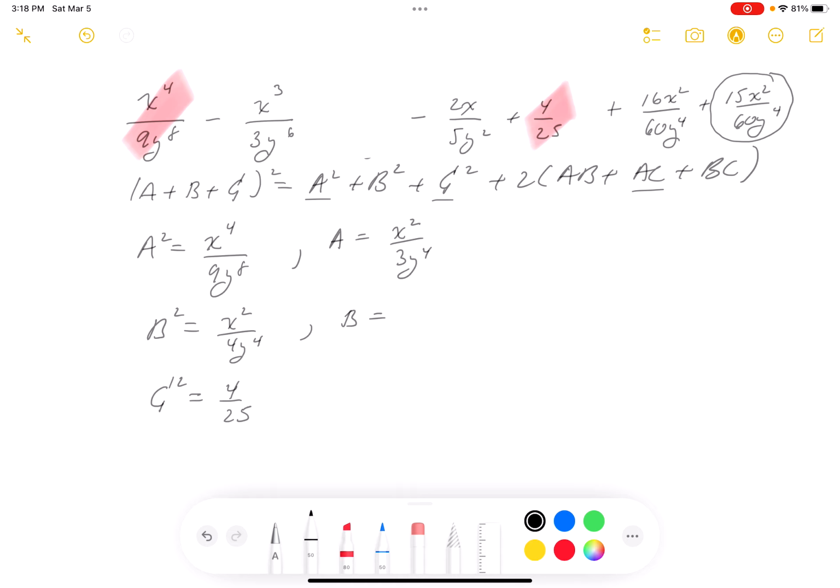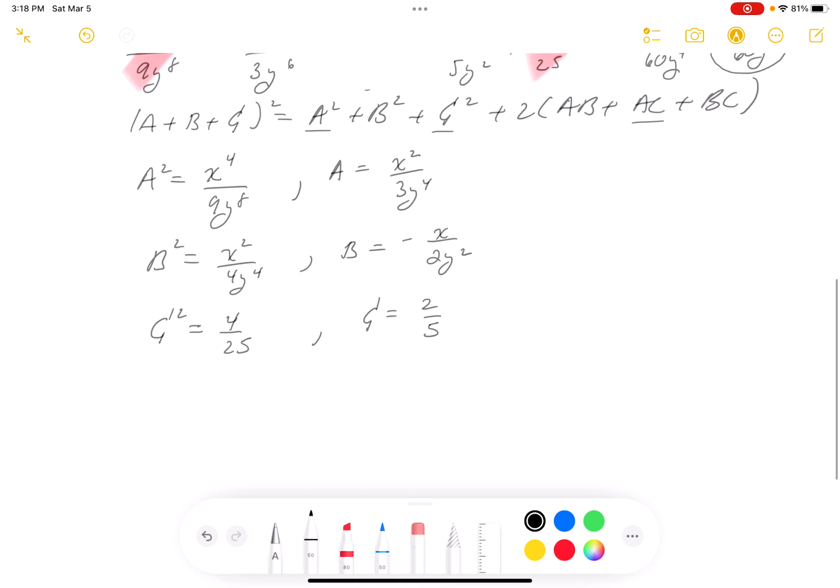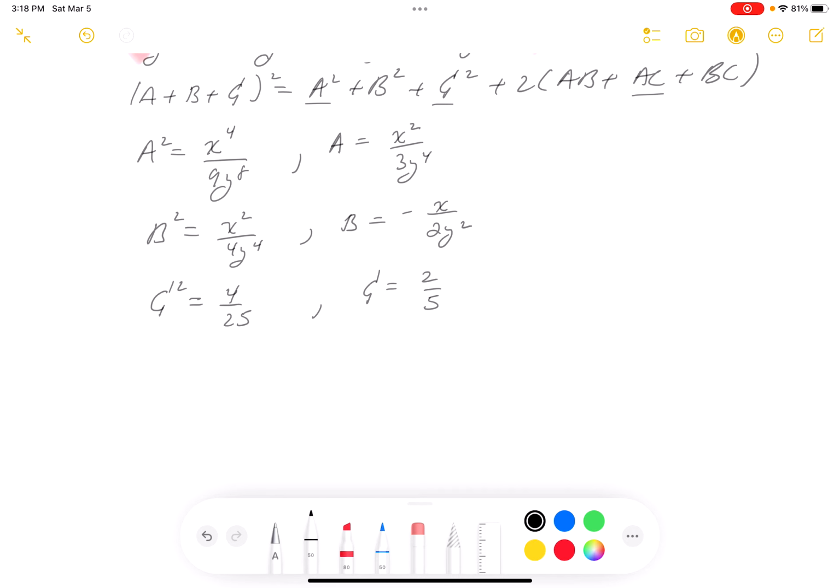I'm going to say the B, because I do have a minus sign, is simply minus x over 2y squared. And I'm going to say the C is simply just 2 fifths. So I'm just going to block this out now. I'm going to do my arithmetic. Right, I'm doing this. And I want to see if I get back what I want. In other words, I want to know, is x squared over 3y^4 minus x over 2y squared plus 2 fifths what I want? I don't know.